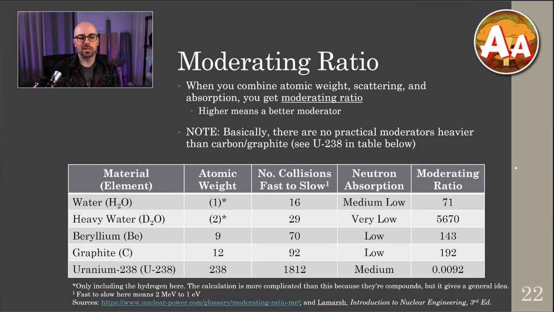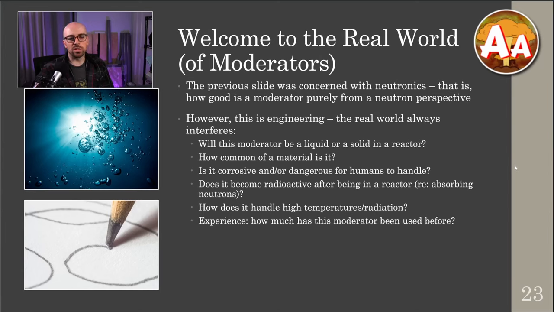So if we go back up to this note above the table, there really are no moderators heavier than carbon and graphite. That's pretty much the cutoff. There could be some other exotic materials between hydrogen and carbon that are decent moderators, but they start getting exotic. These are pretty much the four moderators you've got. And beryllium in itself is a bit exotic, so it's pretty much water, heavy water, graphite. All right, welcome to the real world of moderators.